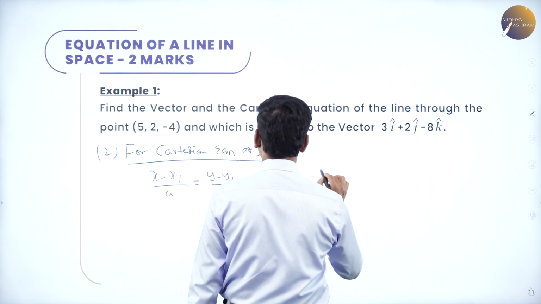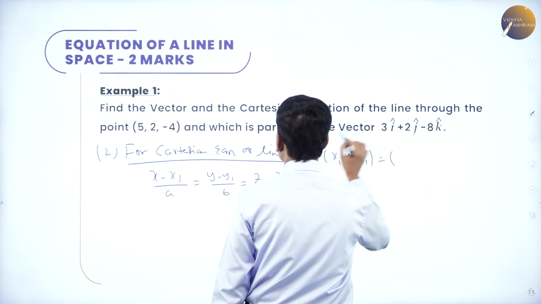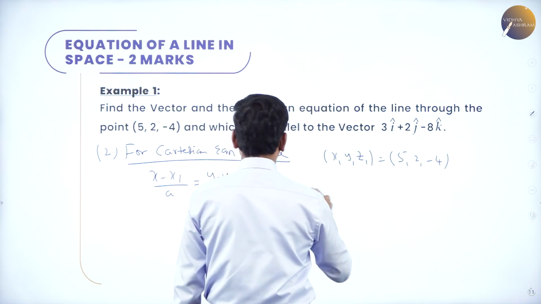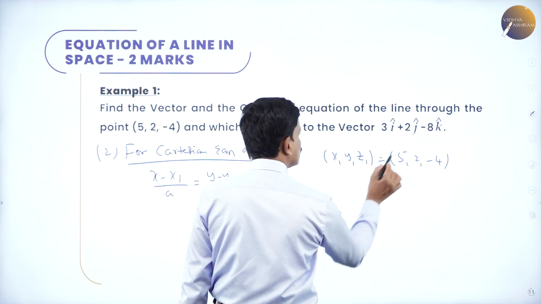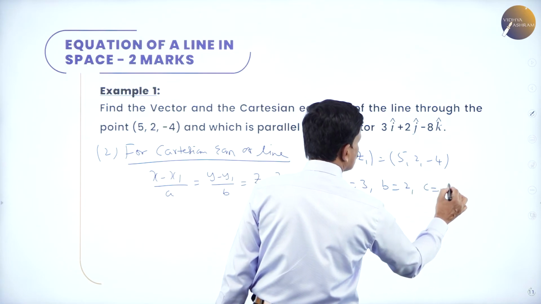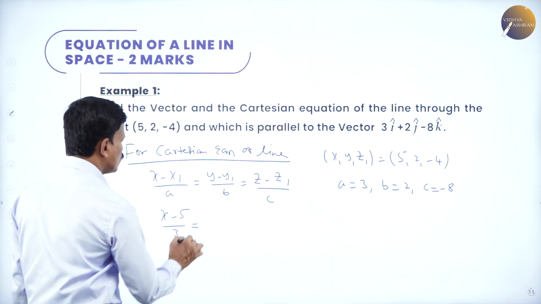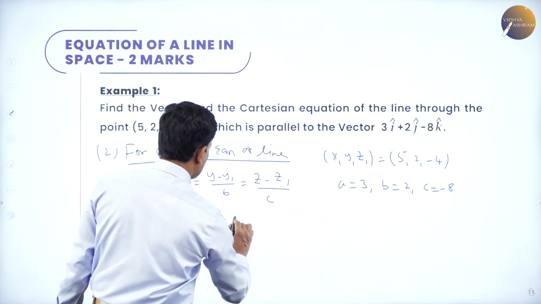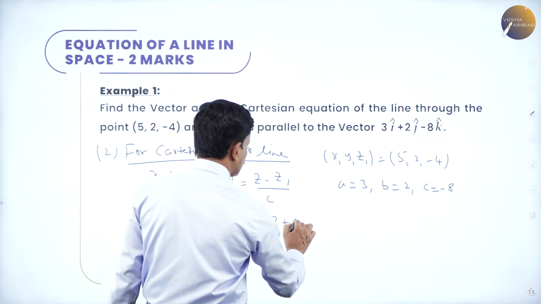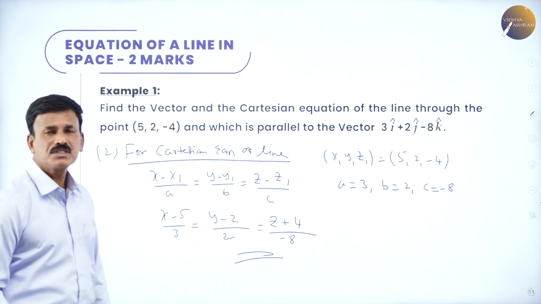So this is the vector (x1, y1, z1), which is nothing but the point (5, 2, −4), and (a, b, c) is nothing but the vector a = 3, b = 2, and c = −8. So this is (x − 5)/3 = (y − 2)/2 = (z + 4)/(−8), since minus into minus is plus 4. This is the Cartesian equation of the line.